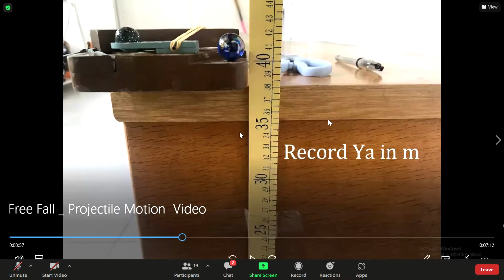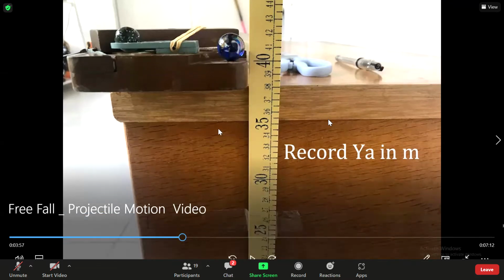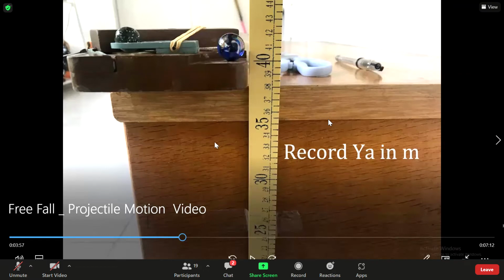Did my screen get shared? How much is it? Around 40, 41. It's up to you. In meters, take note. So if this is a meter stick, then we have, like say 40 cm. Convert it to meter.